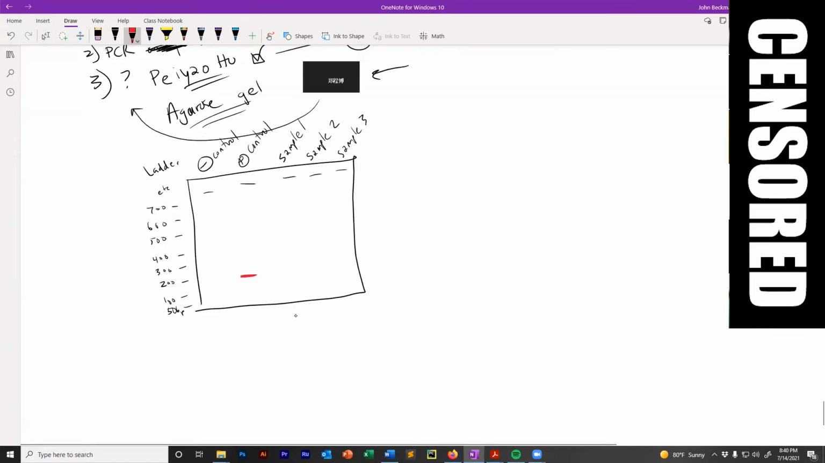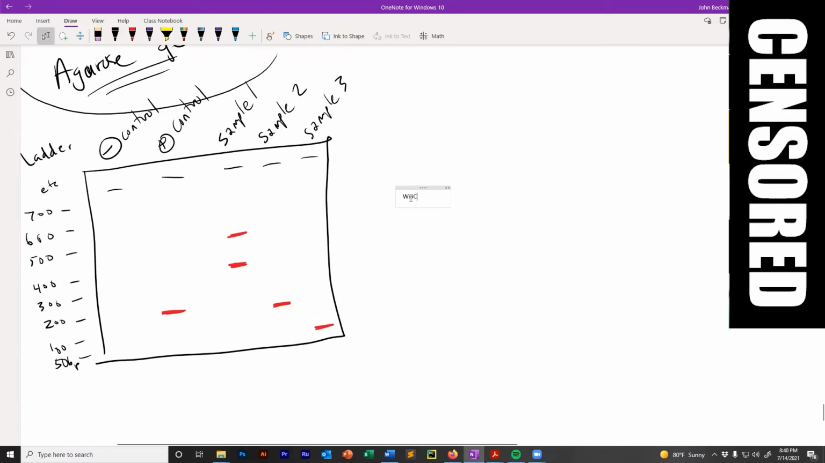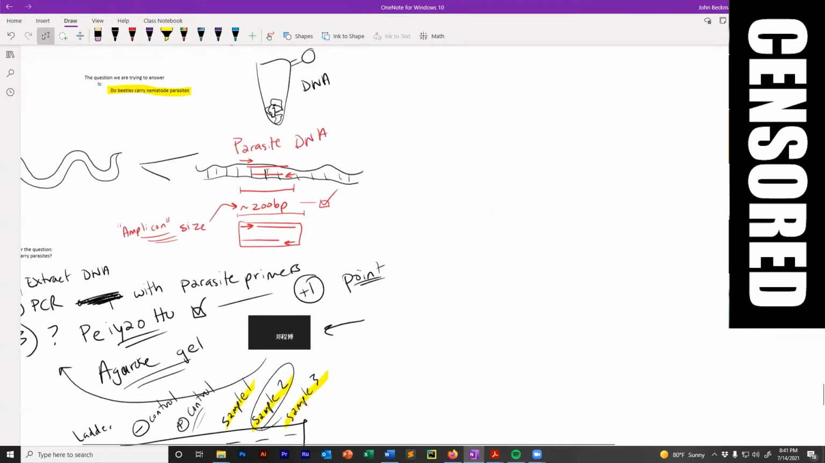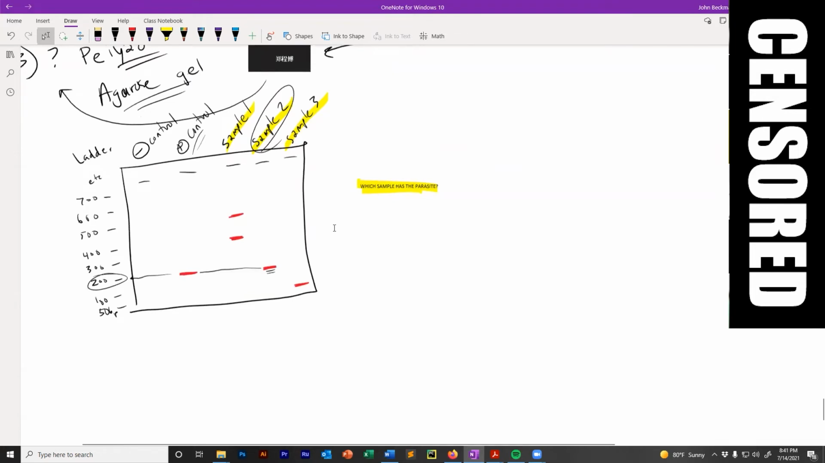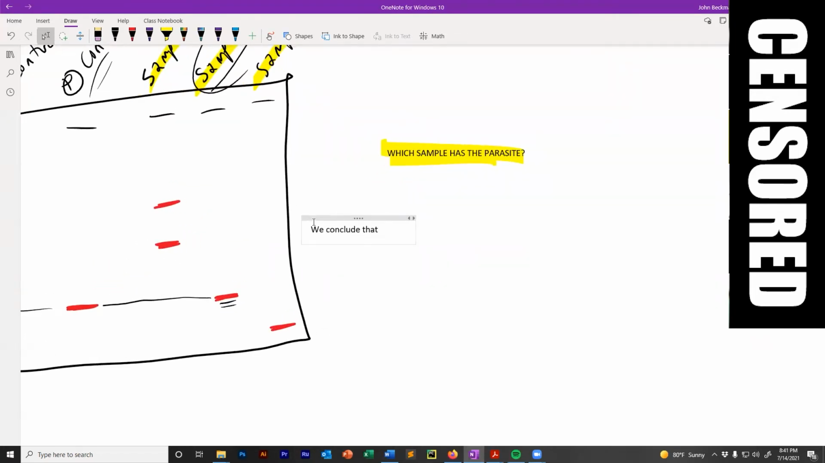Let's say the results look like this. My question is, which sample has the parasite? Sample 1, sample 2, or sample 3? Very good. 2. Sample 2 has the parasite because its band matches the positive control and it's right at 200 base pairs, which is the size of our amplicon. So we conclude that sample 2 has the parasite. And because sample 2 is DNA from a beetle, we conclude that beetles carry parasites.